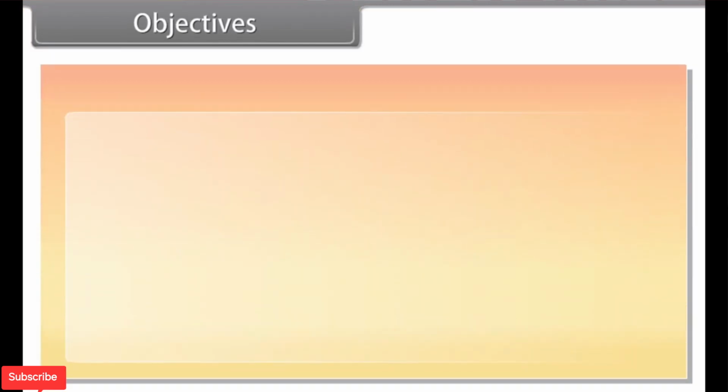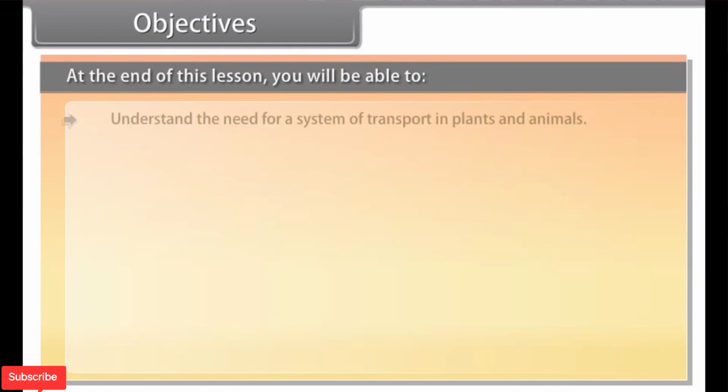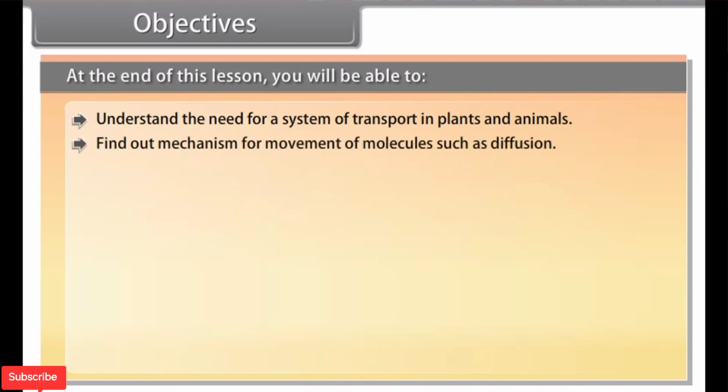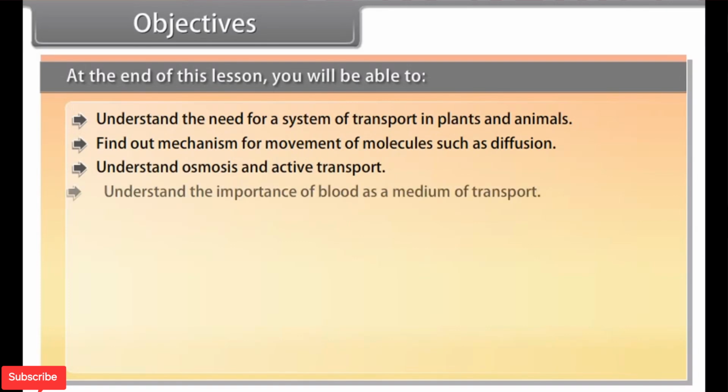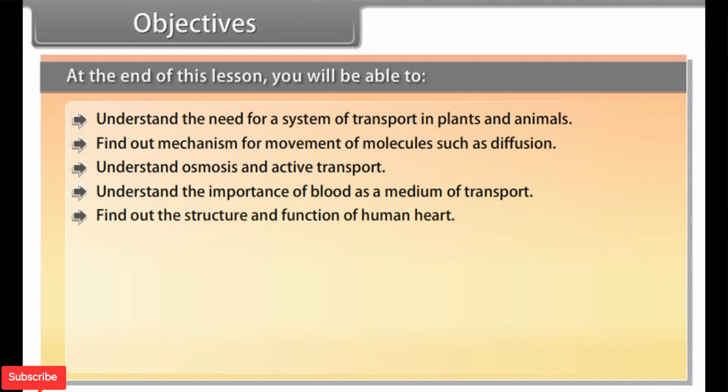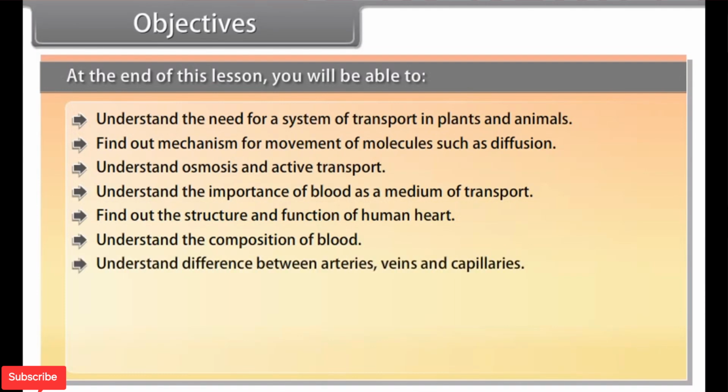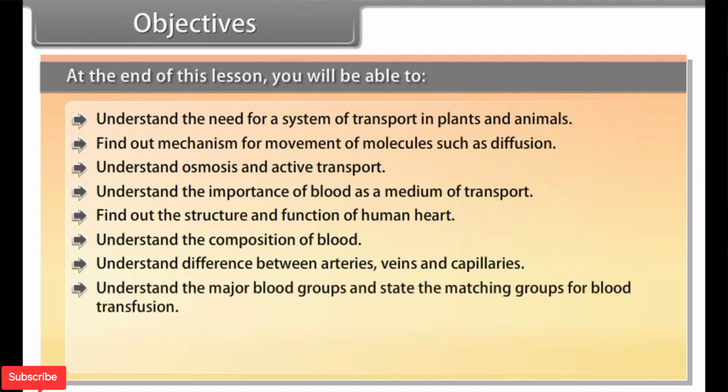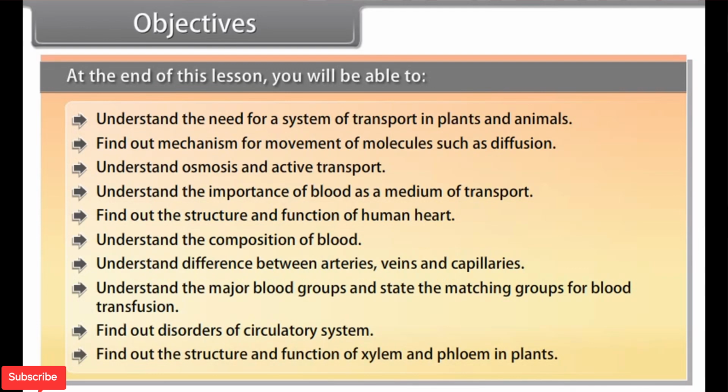Objectives. At the end of this lesson, you'll be able to understand the need for a system of transport in plants and animals, find out the mechanism for movement of molecules such as diffusion, understand osmosis and active transport, understand the importance of blood as a medium of transport, find out the structure and function of the human heart, understand the composition of blood, understand the difference between arteries, veins and capillaries, understand the major blood groups and state the matching groups for blood transfusion, find out disorders of the circulatory system, and find out the structure and function of xylem and phloem in plants.